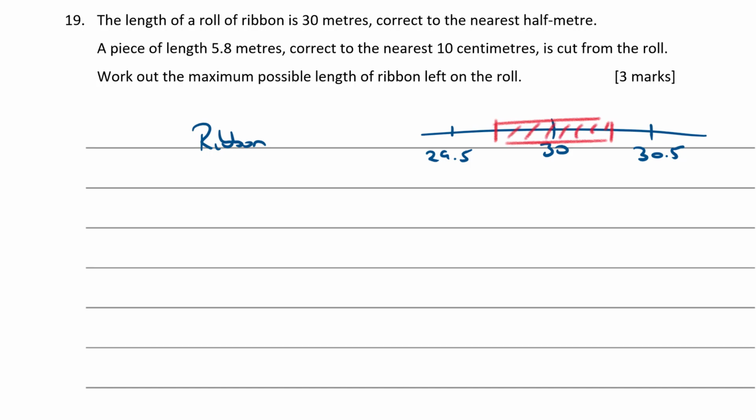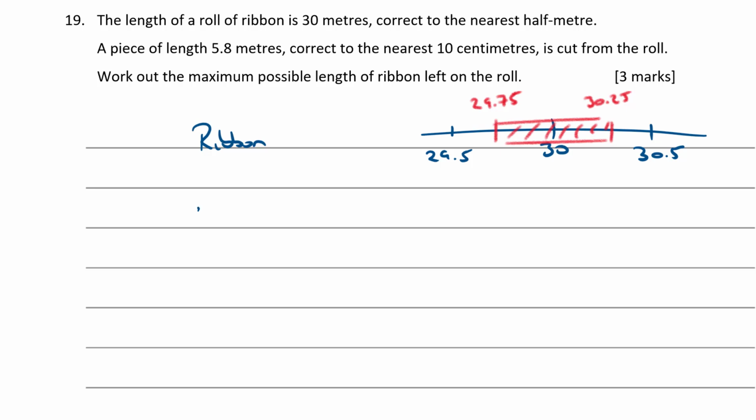Now halfway between 29.5 and 30, that's going to be 29.75, and halfway between 30 and 30.5 is going to be 30.25. Okay, so my lower bound and upper bound for the ribbon are 29.75 and 30.25.